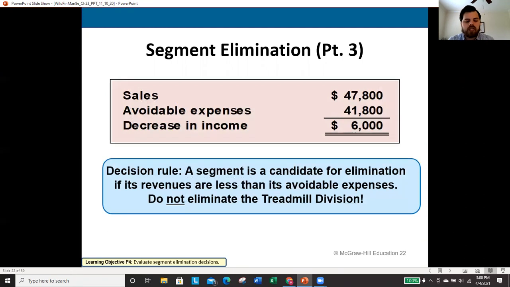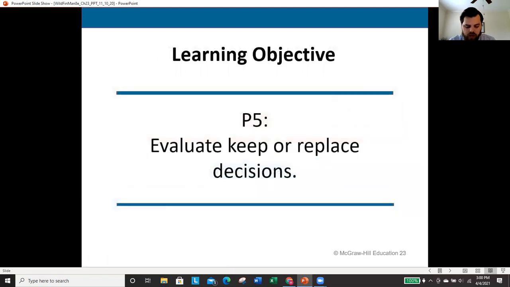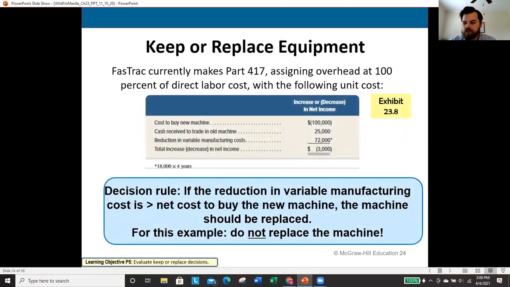So what we say here is that the segment will be a candidate for elimination, notice, if revenues are less than avoidable expenses. And in this case, we will say we will not want to eliminate that treadmill division.